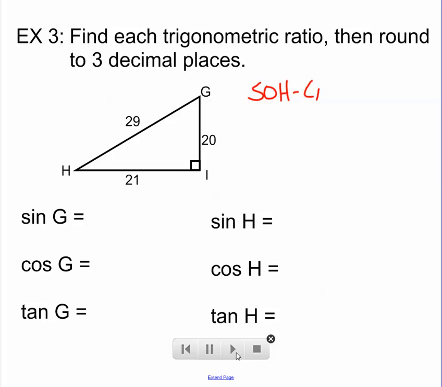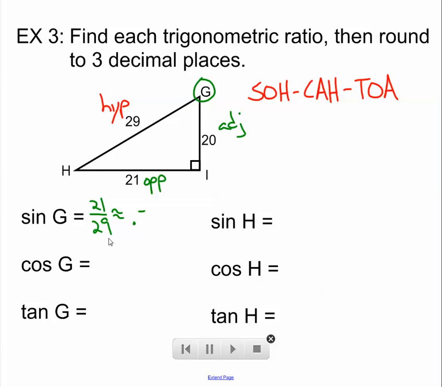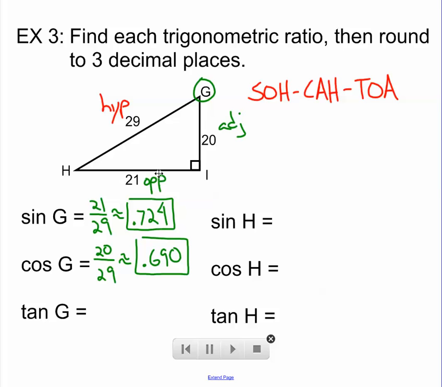SOH CAH TOA. Sine is opposite over hypotenuse. Cosine is adjacent over hypotenuse. Tangent is opposite over adjacent. 29 is our hypotenuse. So let's start with angle G. That would make 21 the opposite, 20 the adjacent. So opposite 21 over hypotenuse 29. That is about 0.724. Adjacent 20 over hypotenuse 29. That's about 0.690. And opposite 21 over adjacent 20 for tangent is exactly 1.05.